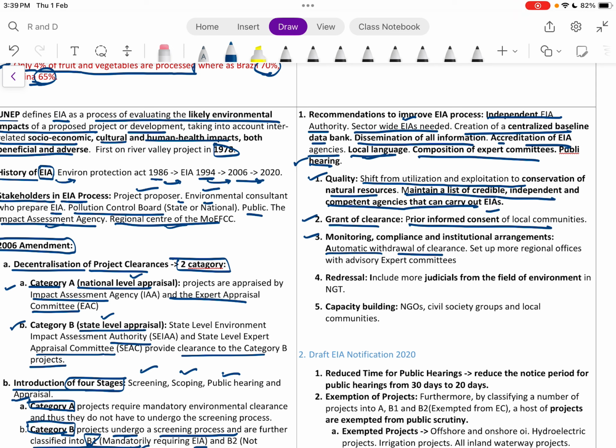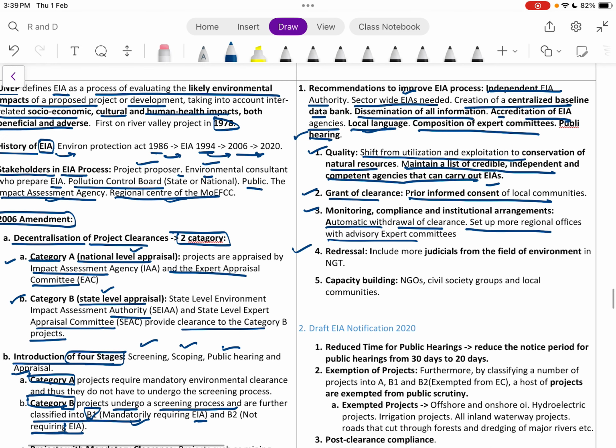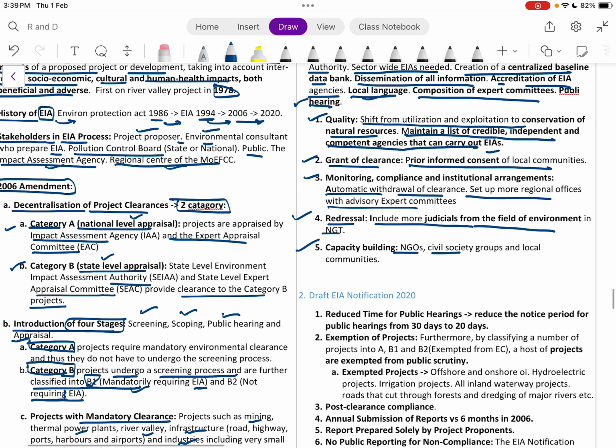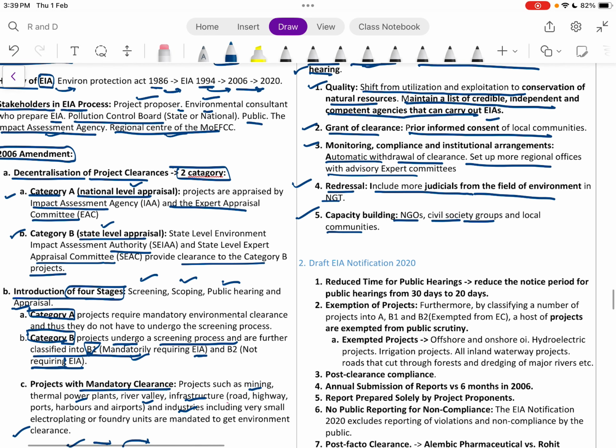Automatic withdrawal of clearance. Set up more regional offices with advisory expert committees. Redressal. Include more judicial members from the field of environment and NGT. Capacity building, NGOs, civil society groups and local communities among others.